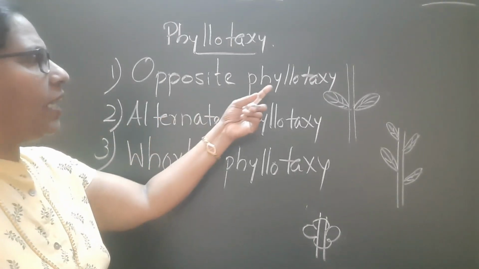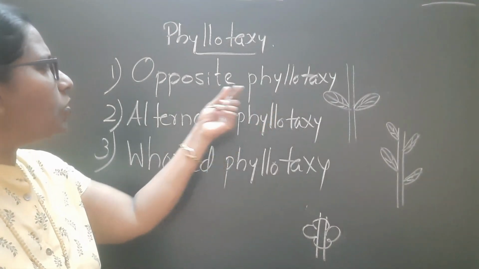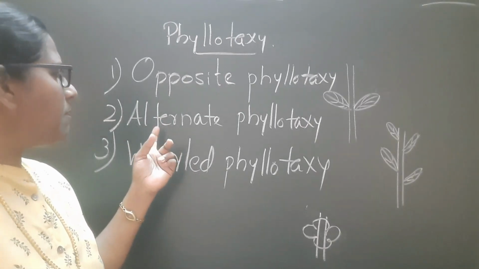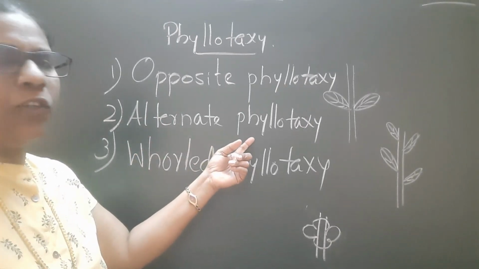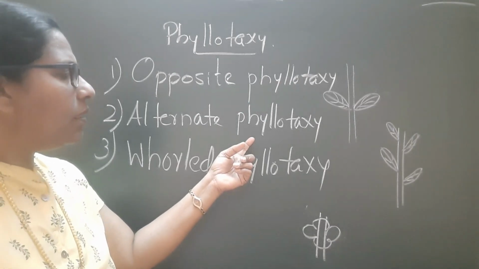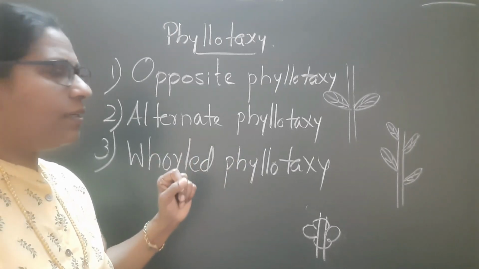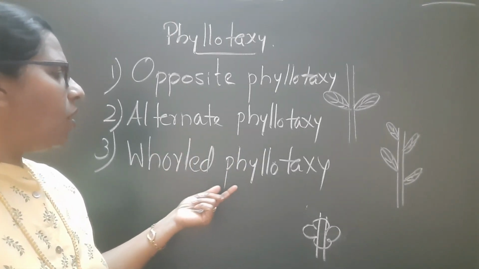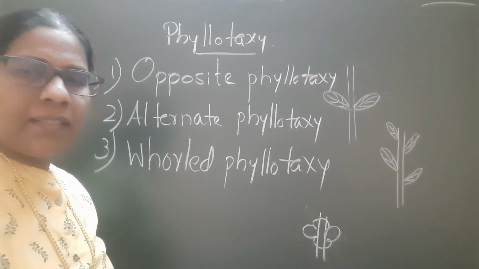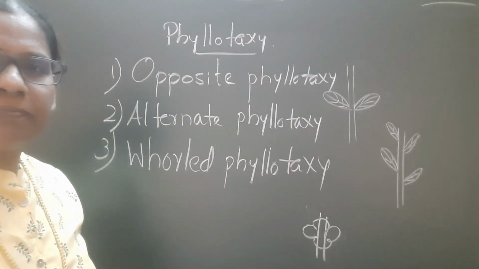Examples of opposite phyllotaxy are tulsi leaves, jasmine. Then alternate phyllotaxy: mango leaves, then rose leaves. Whorled phyllotaxy: asparagus leaves. That is an example of whorled phyllotaxy.